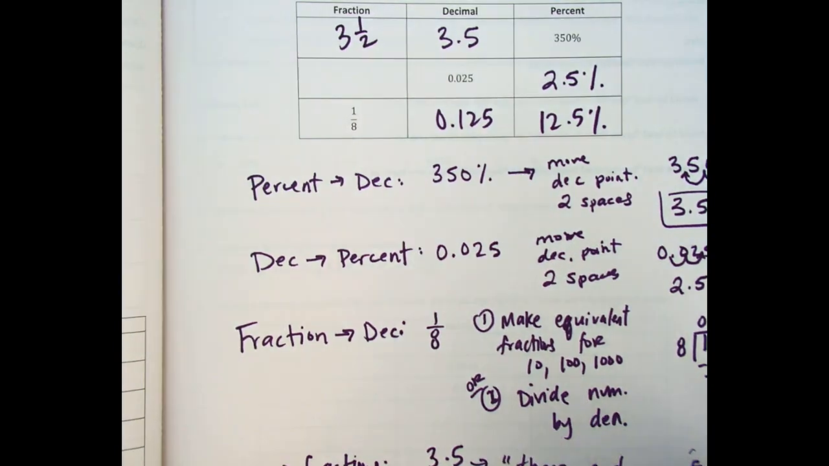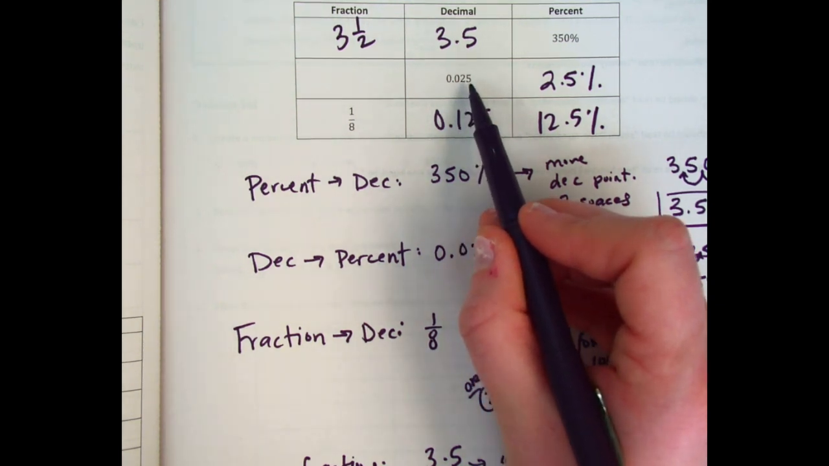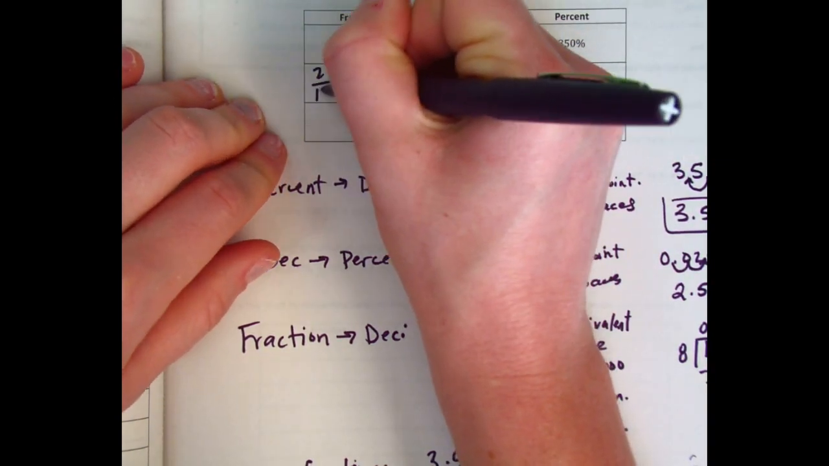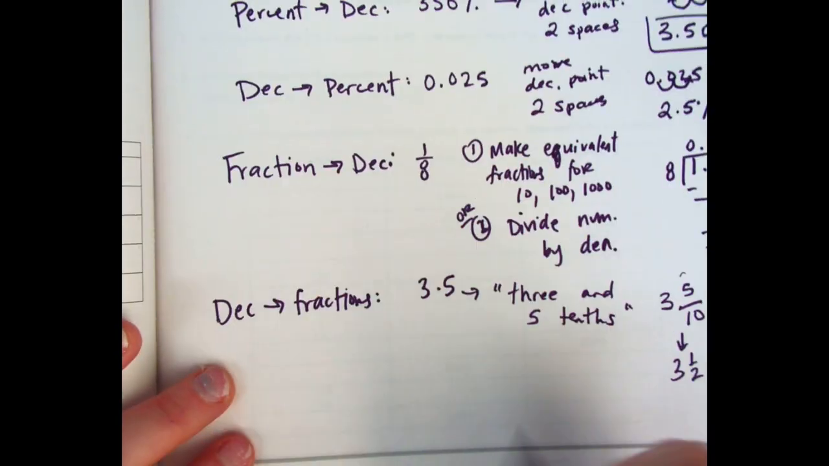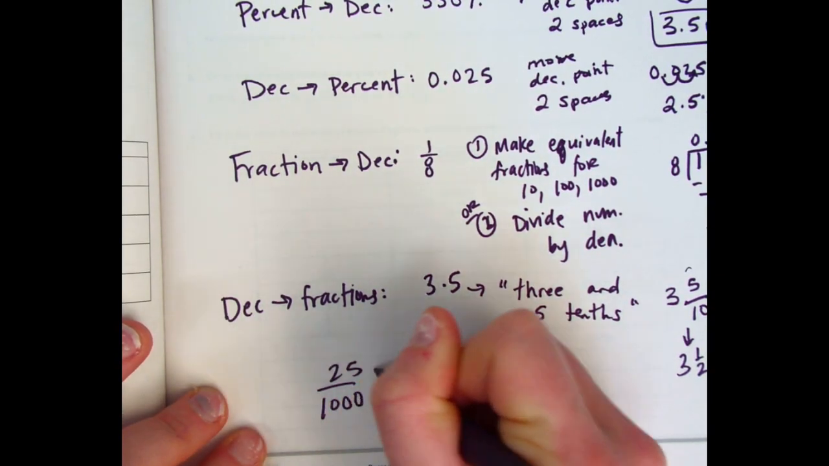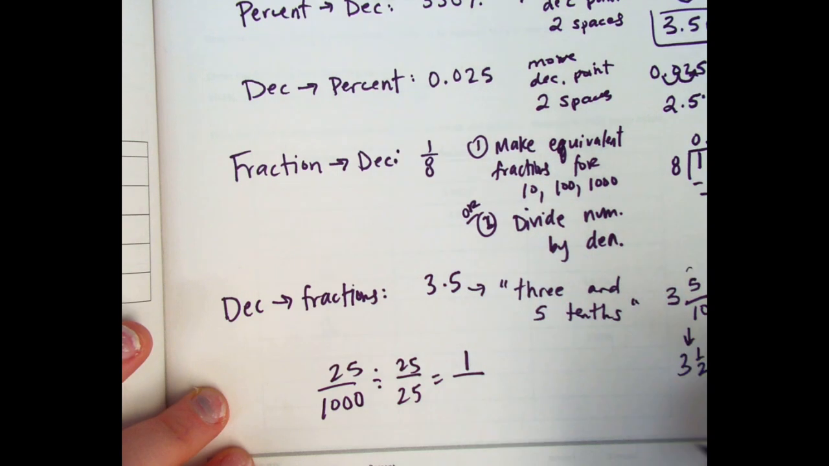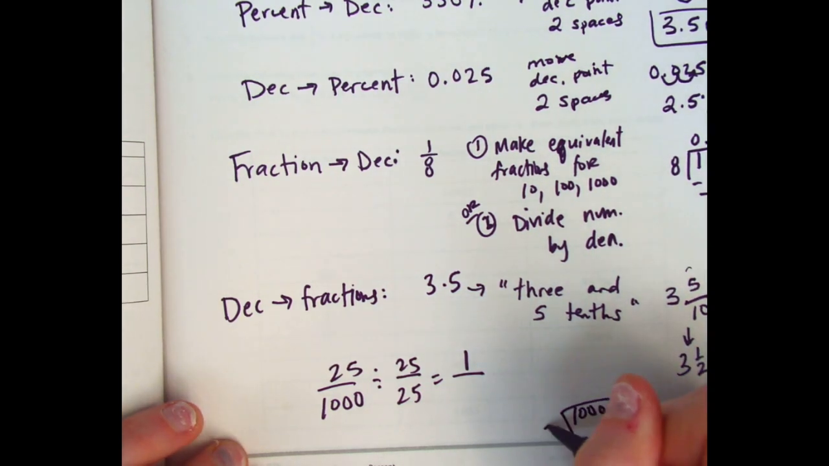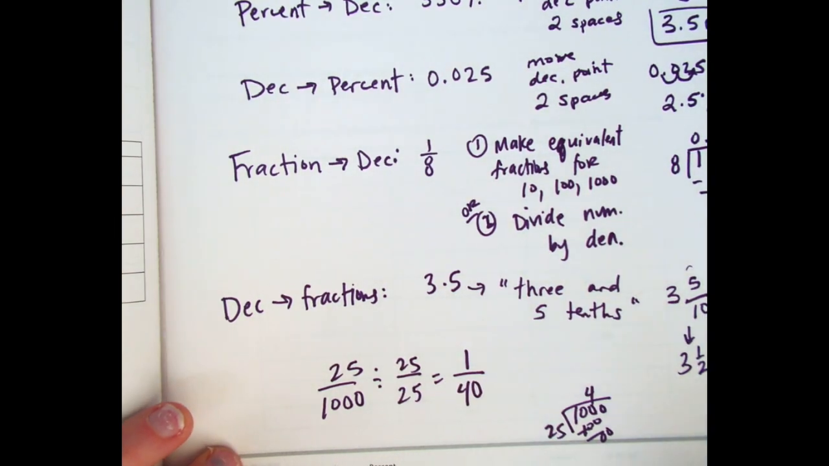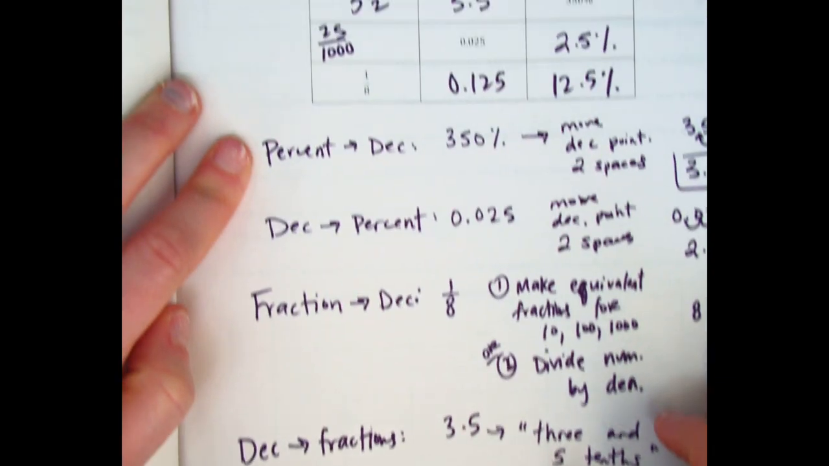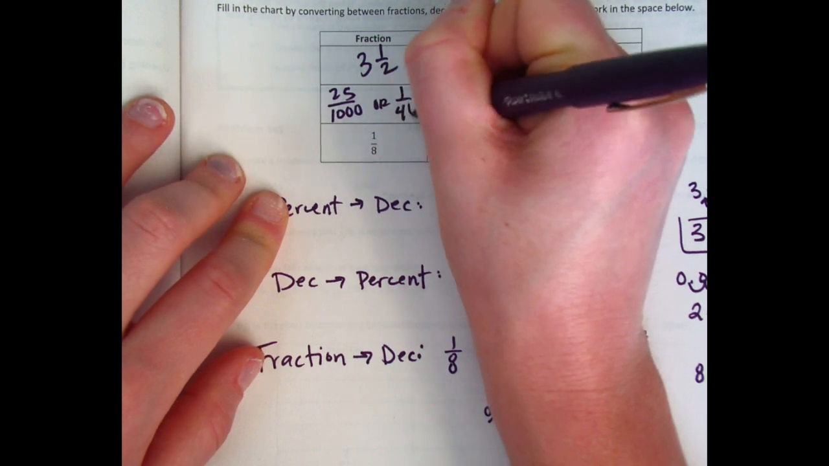So I'm going to do that for the next one as well. This is 25 thousandths. So 25 over 1,000. Can I reduce that? Certainly I can reduce that. I'm going to reduce it down here. 25 over 1,000. You can divide by 25. You can divide by 5. And I get 1 over 40. Is this correct? Yes, this is correct. If you need to reduce it, you can reduce it.